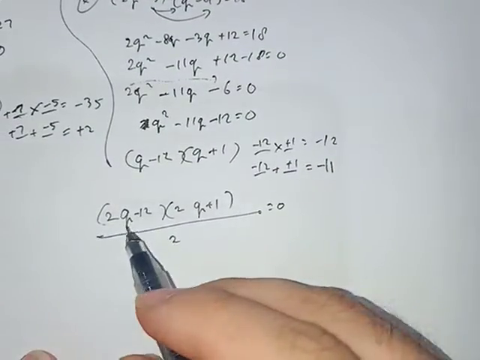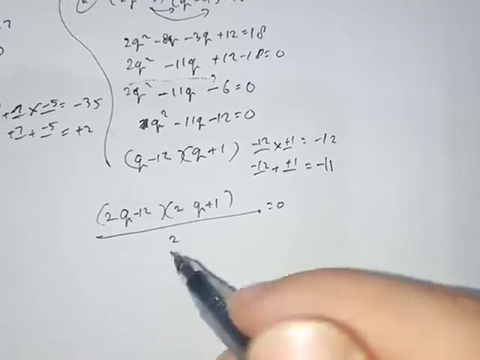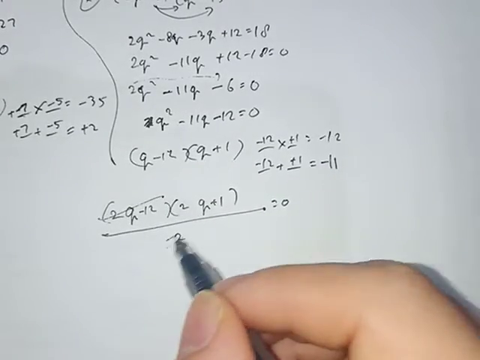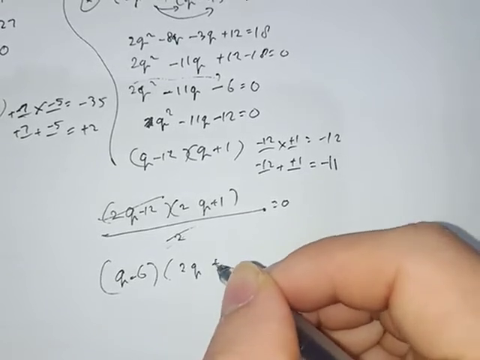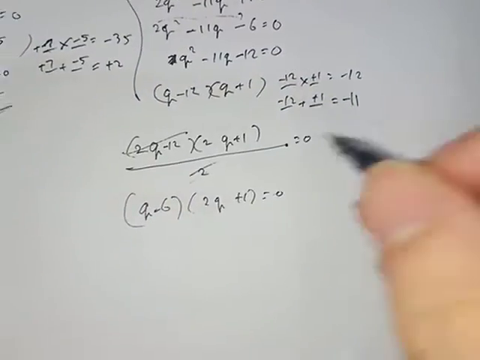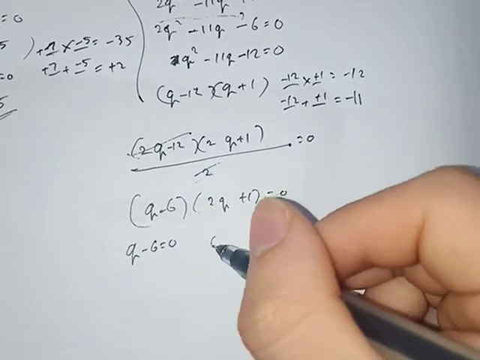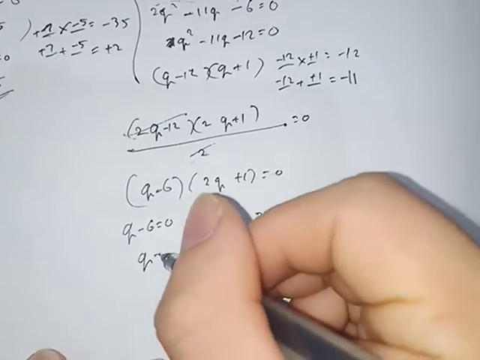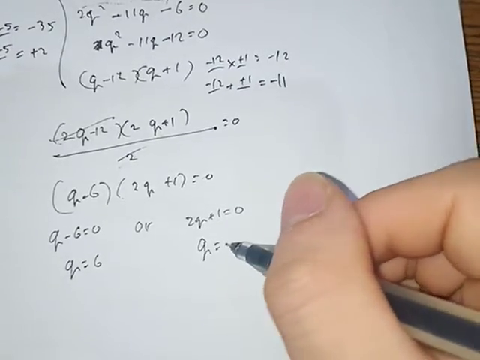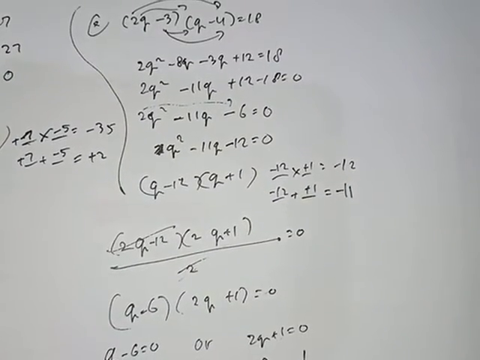And then see which one you can divide by 2. This one definitely, because 1 cannot be divided by 2, right? So yep, become q minus 6, and this one becomes 2q plus 1 equals 0. Done. Again, solve. So q minus 6 equals 0, or 2q plus 1 equals 0. Q will be 6 here, and here q will be negative 1 over 2. Yep.